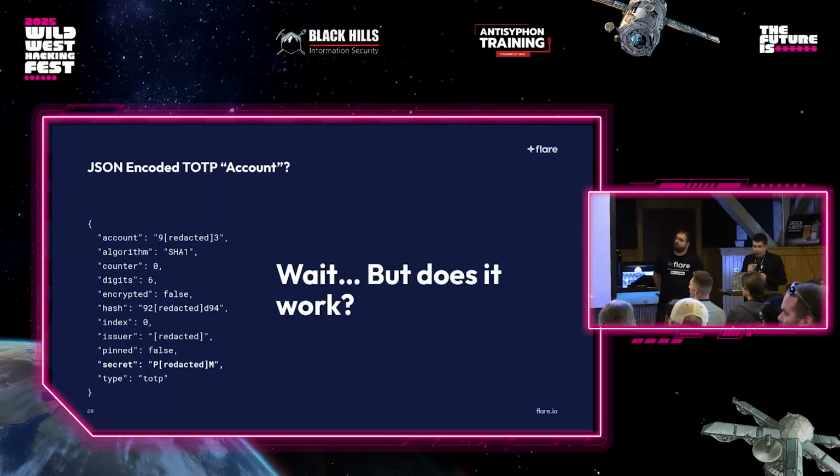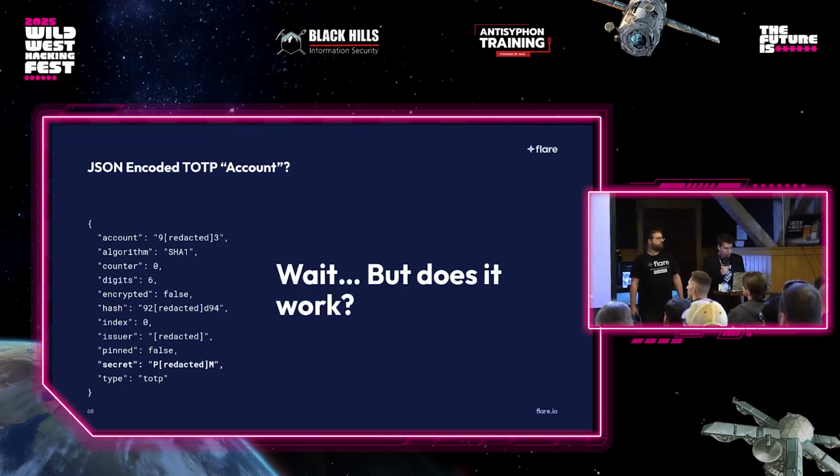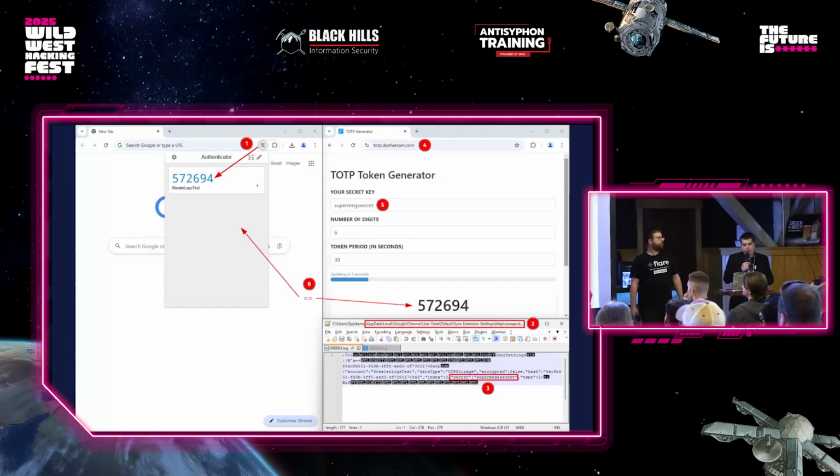So I analyzed it, and it turns out it's JSON. And you have the TOTP, the algorithm, and the secret there. So I was like, could it be used to generate the MFA token? Let's try it out. So I spin up a VM, I install the extension, I generate a token. This is a token I generated myself.